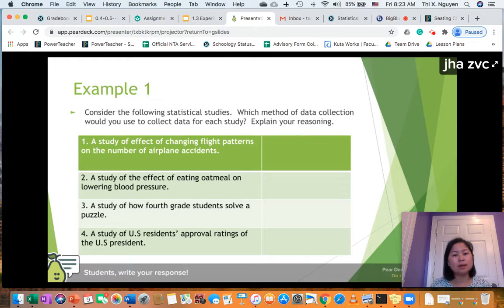Number 2 is the study of the effect of eating oatmeal on lowering blood pressure. Number 3. So let's go back to the 4 things that we talked about: observational, conduct an experiment, use simulation, and survey. Which one is which?